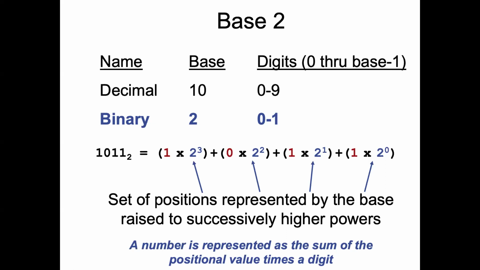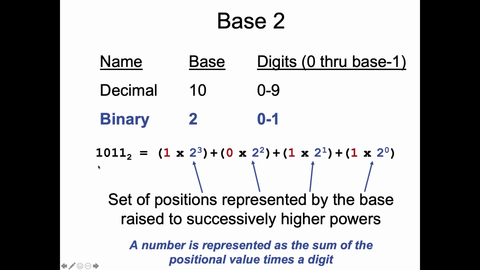We said this on the previous slide: just like base 10, each of the place values in binary is a successive power of 2, and a binary number is worth the sum of all of its bits, all of its digits, times their place value.